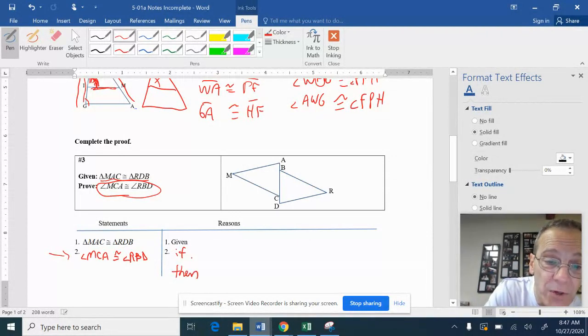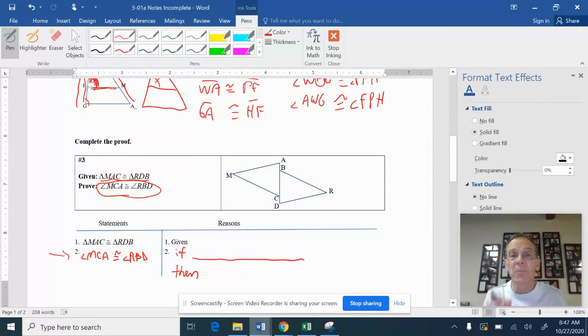And what follows the word if must be a statement on its own, a complete English statement. And in proofs, this hypothesis of this if-then statement, remember that's what we call the first part, the hypothesis or the condition, must be something that we already know is true in this problem. It must be something that's already written in the statements column in a prior statement.